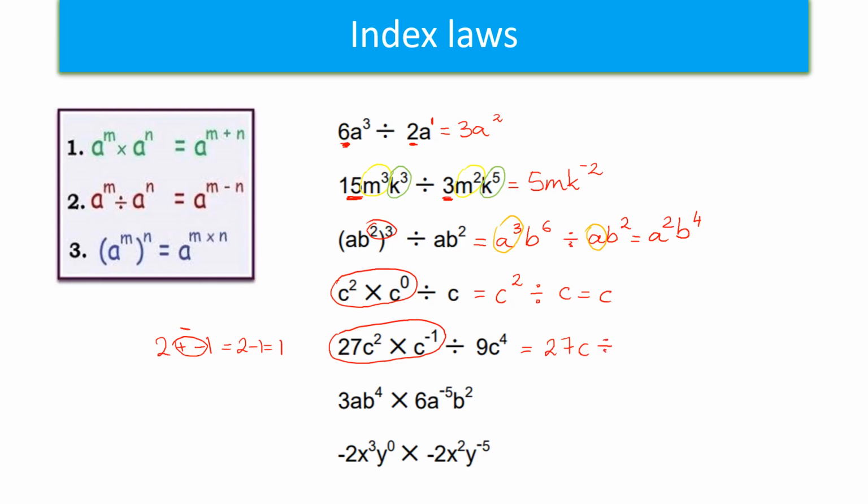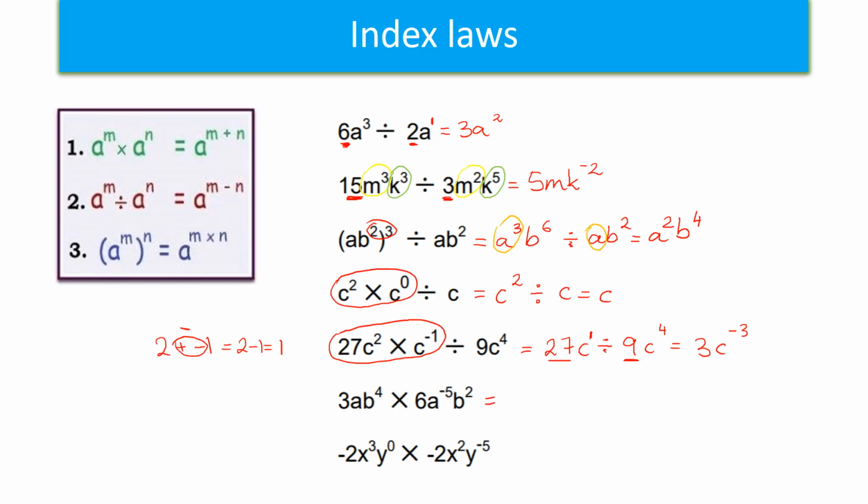And then I need to divide it by 9, c to the power of 4. So I can divide the numbers, 27 divided by 9 is 3, and then c divided by c to the power of 4. Remember I can write the power of 1 just now, so it's easier to see what powers we're taking away. So it's 1 take away 4. So it's c to the power of minus 3. 1 take away 4 is minus 3.